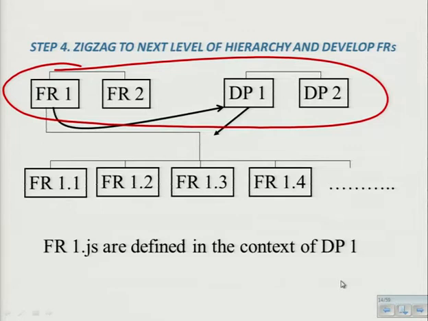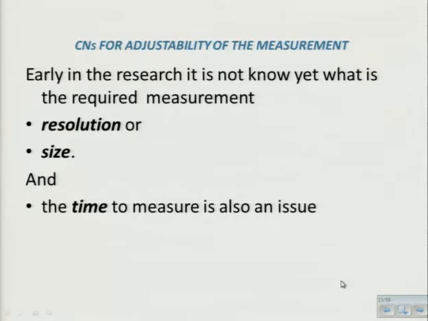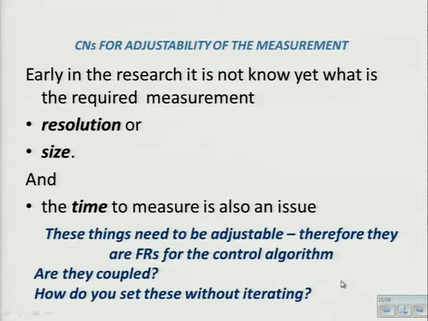So the FRs are defined in the context of DP1, which is this scanning laser measurement system. All right, as I said, we don't know what resolution or size we want, and time to measure is also an issue. That's because we're taking measurements on runways, and we need to get out of the way so they can use the runways. Runways are a big investment, and we can't tie it up with the measurement. So they need to be adjustable, therefore they are FRs, and we need to control them.